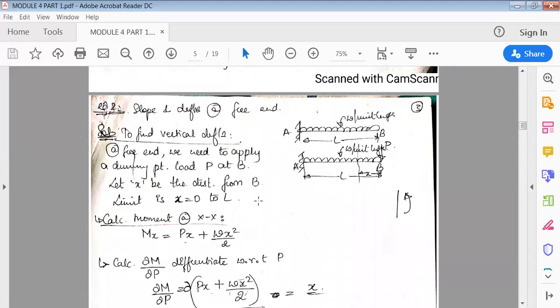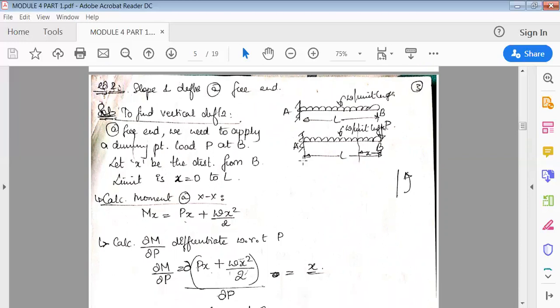Okay. So the next problem is find the slope and deflection at the free end. In this free end, they have asked you to find both here: slope, that is theta, and deflection, delta, at the free end. It's a cantilever beam and there is a UDL throughout. The UDL is W per unit length. So they have to find both deflection and slope.